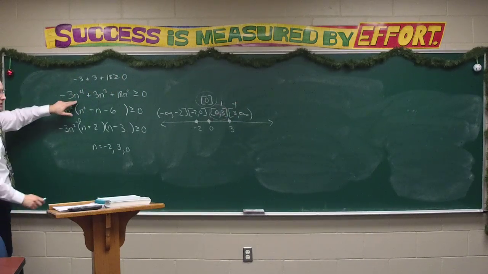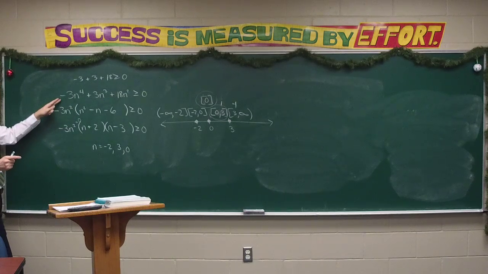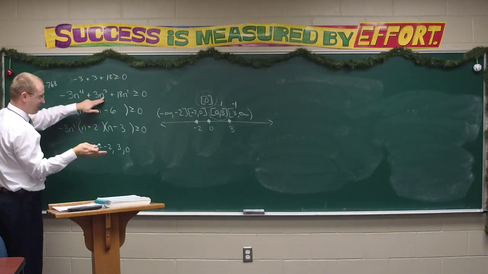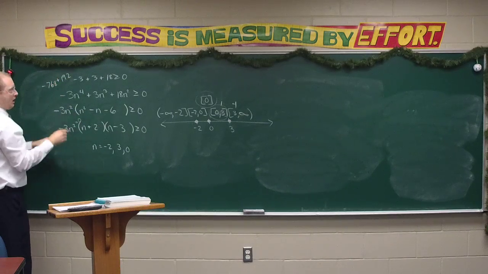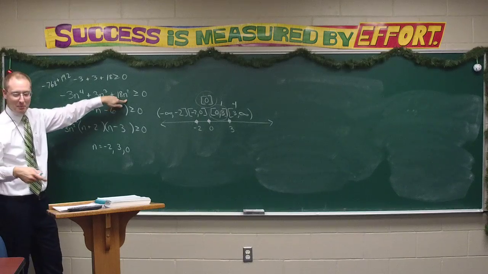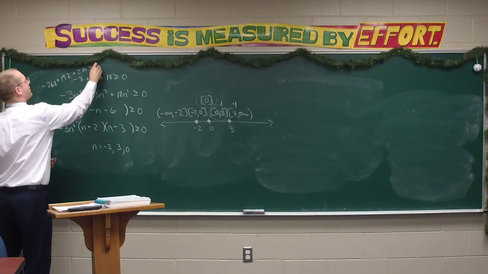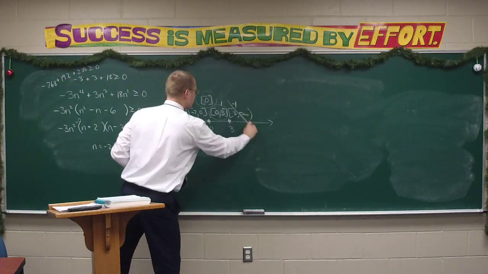All right, let's try a 4. Calculator's ready. 4 to the 4th, 256, times negative 3, negative 768. Cube the 4 times 3, and then square the 4 times 18. 288. Is that greater than or equal to 0? Yes. No, these two are not big enough to compensate for a negative 768, so this does not work.